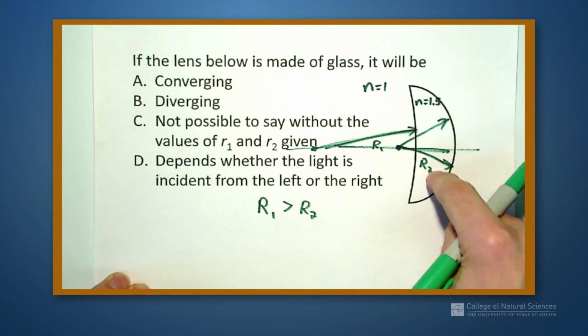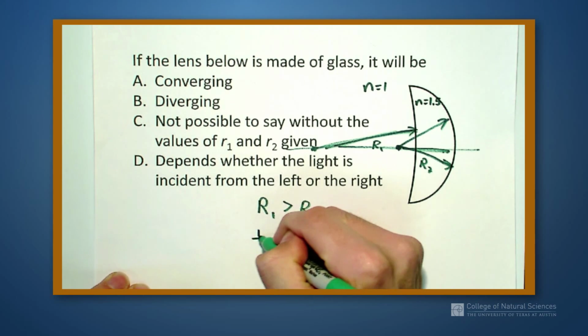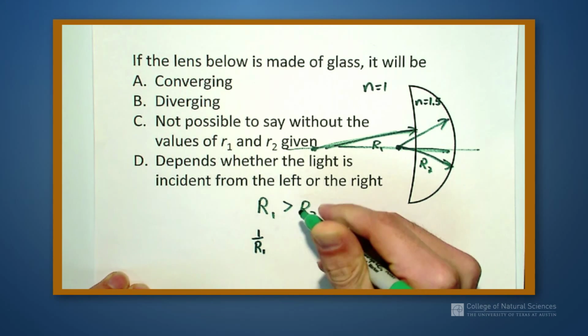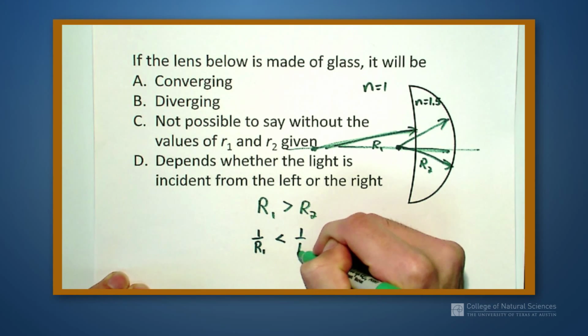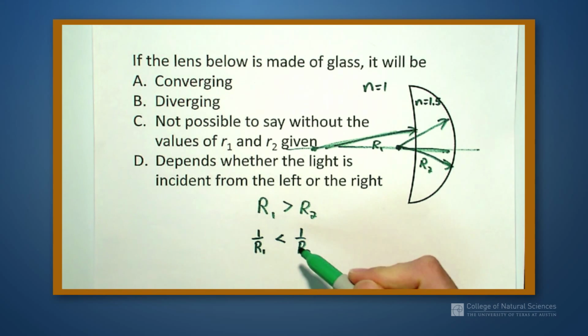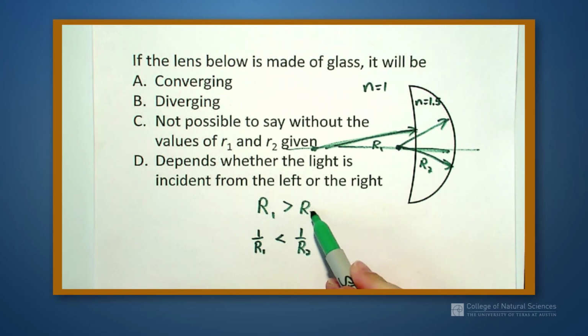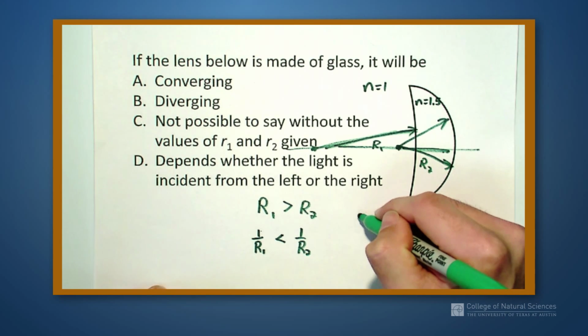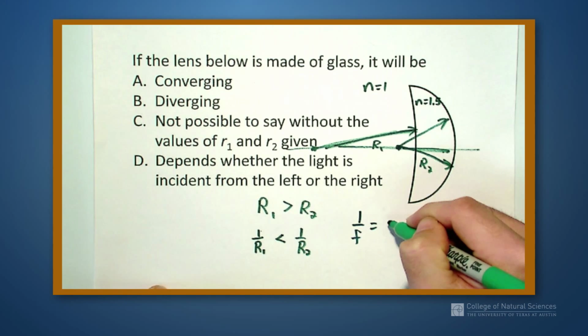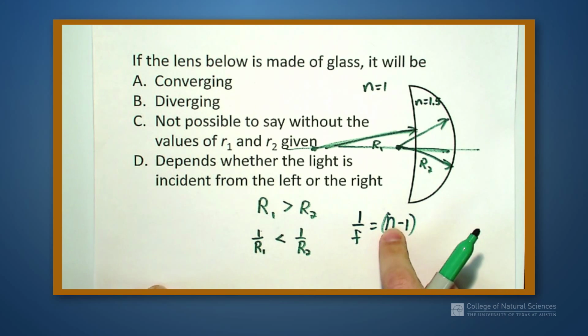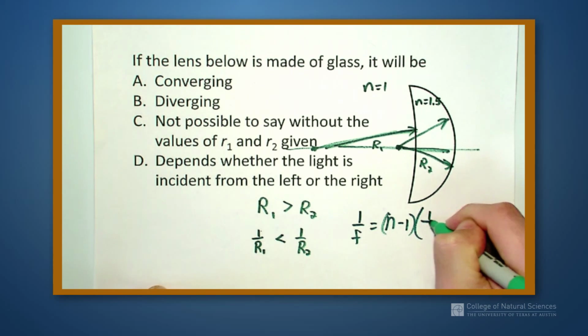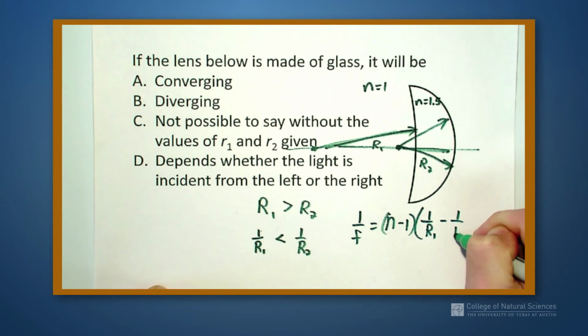If we know that R2 is smaller than R1, then we can say that 1 over R1 is actually going to be smaller than 1 over R2. A large number is bigger than a small number. 1 over a large number is smaller than 1 over a small number. So when I look at the lensmaker formula, my focal length is going to be n minus 1, assuming I go from index of refraction of glass to air, 1 over R1 minus 1 over R2.